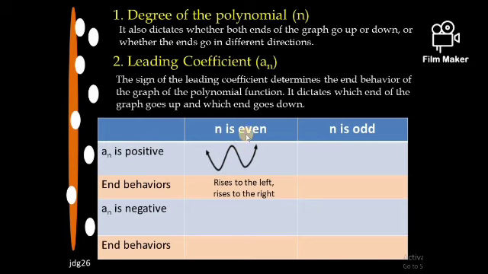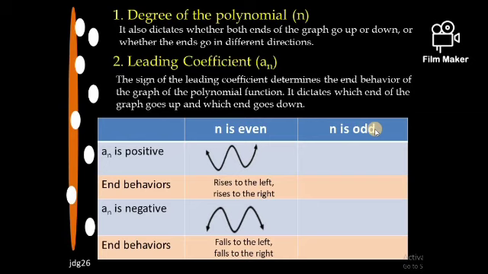Okay, what if n is even and a sub n is negative? So, the degree is even at ang a sub n or the leading coefficient is negative. So, ganito naman ang itsura ng graph. So, let us give the end behavior. So, kita-kita naman sa graph, it falls to the left and falls to the right.